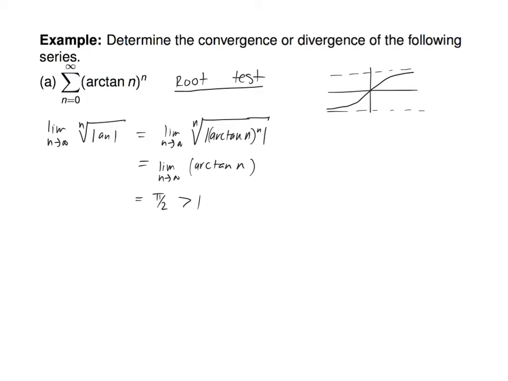Exactly. So can you see this is really kind of like a geometric series? You have something that's kind of like pi halves raised to the n power. So your r is kind of like pi halves, which is bigger than 1. It's just not exactly pi halves. Okay, so the series does what? Diverges.